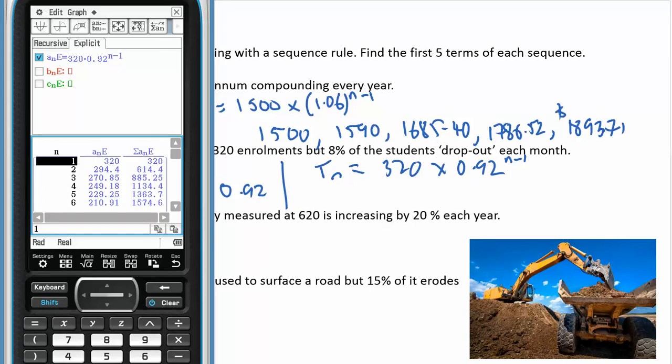Entering that into the calculator, you can see the 320, to 294, to 270.85, 249, 229, etc. Now, if you're actually asked to answer a particular year term, you would round that, but I'm just going to record it for the moment as whole numbers, as decimal numbers.